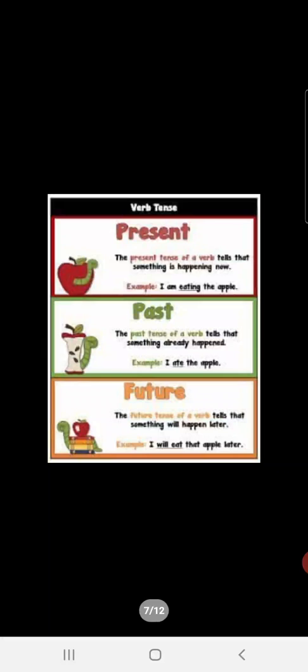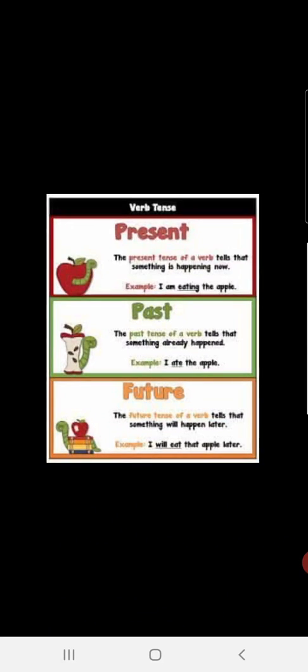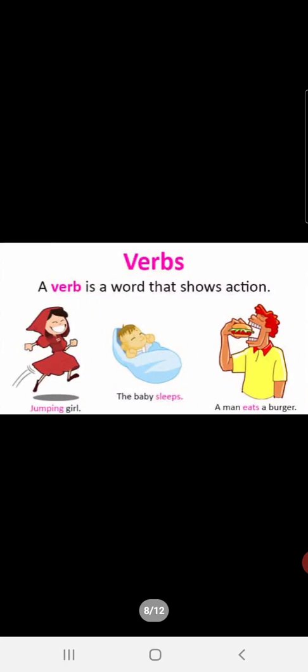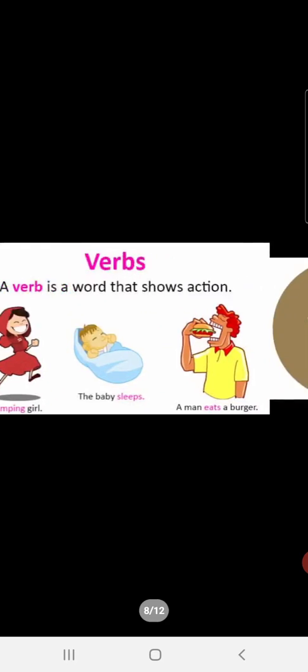Now, I hope you have understood that in a sentence, you have to identify the verb first. Okay? Identify the verb and then decide whether the sentence is in present tense, past tense, or future tense. Alright? A verb is a word that shows action. Children, don't forget what a verb is, okay? Like in "jumping girl," jumping is the verb. "The baby sleeps," sleeps is the verb. "A man eats a burger," eats is a verb, okay children?